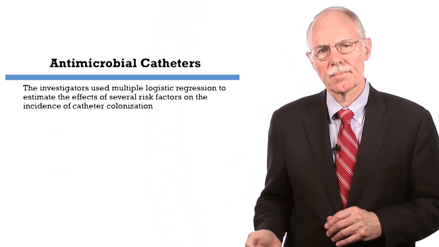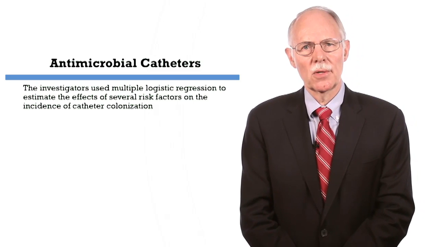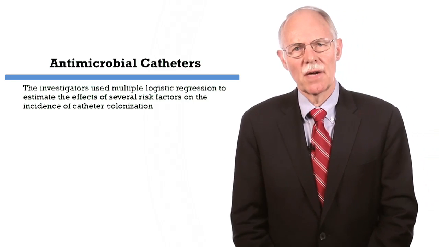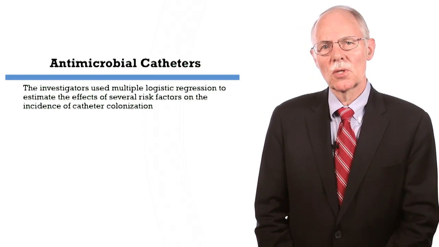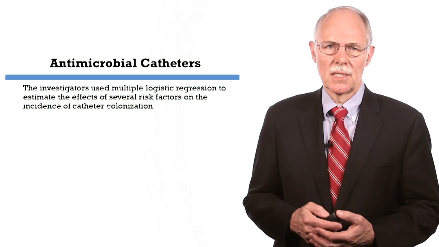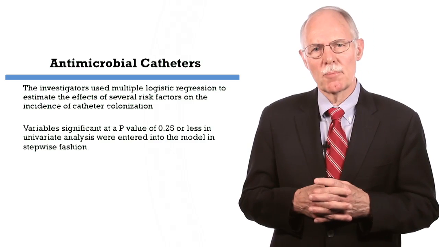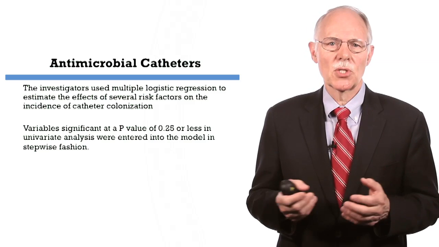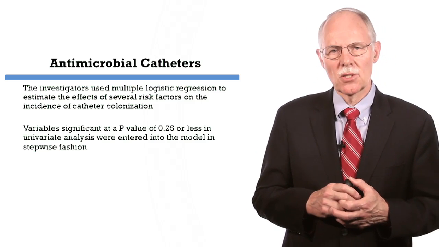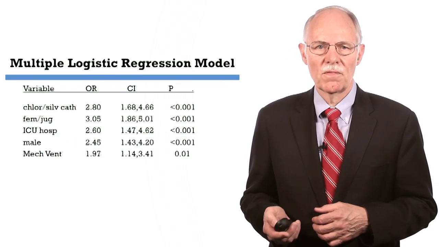Now let's turn back to the study of antimicrobial catheters. So I'll remind you that the investigators in this study were looking at several covariates, so they used multiple logistic regression to estimate the effects of those risk factors on the incidence of catheter colonization. And they used what we call a step-up approach to building the model. Variables that were significant at a p-value of 0.25 or less in univariate analysis were entered into the model in stepwise fashion until they built the multivariate model.